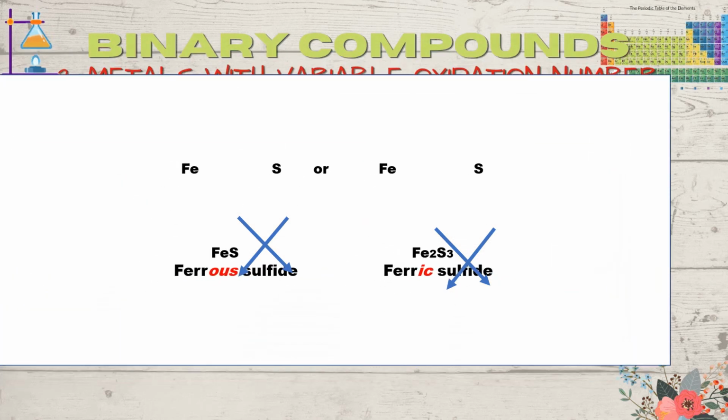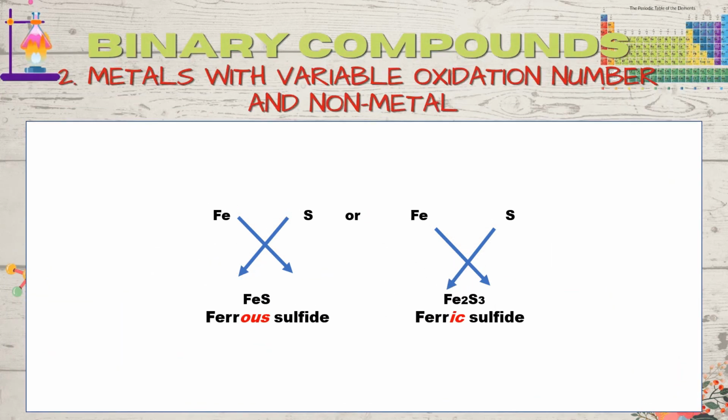So, how do we name metals with variable oxidation number and a non-metal? So, again, recall the oxidation number of Fe or iron. So, we have positive 2 for iron and negative 2 for sulfur. So, it is equal to 0. So, there's no need for you to drop the charges. So, you have your formula FeS. How do you name?